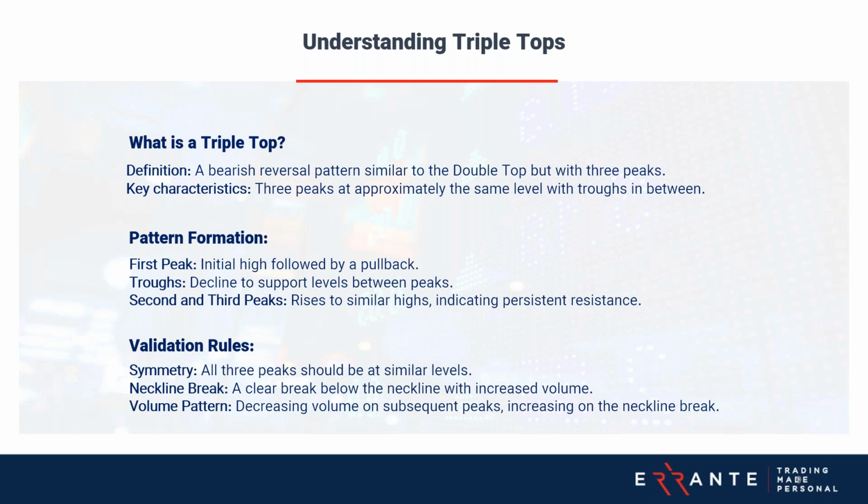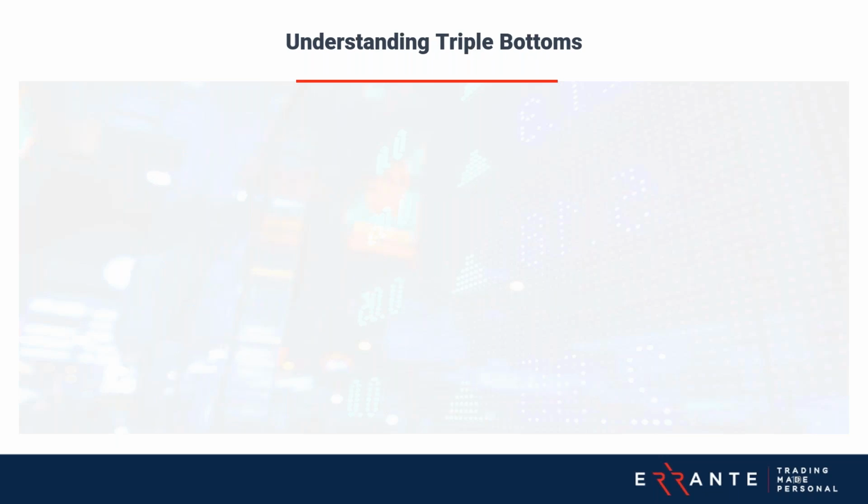Because understanding these characteristics and validation rules is key to accurately identifying and trading triple tops. By waiting for clear confirmations, such as a neckline break with increased volume or a signal from the momentum oscillators, traders can avoid false signals and position themselves effectively for a bearish market move.